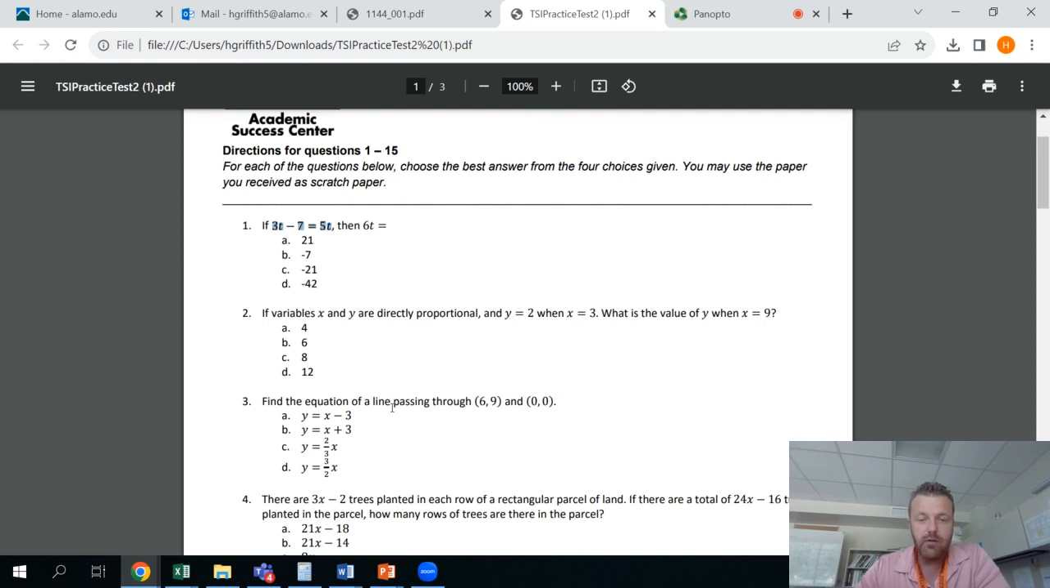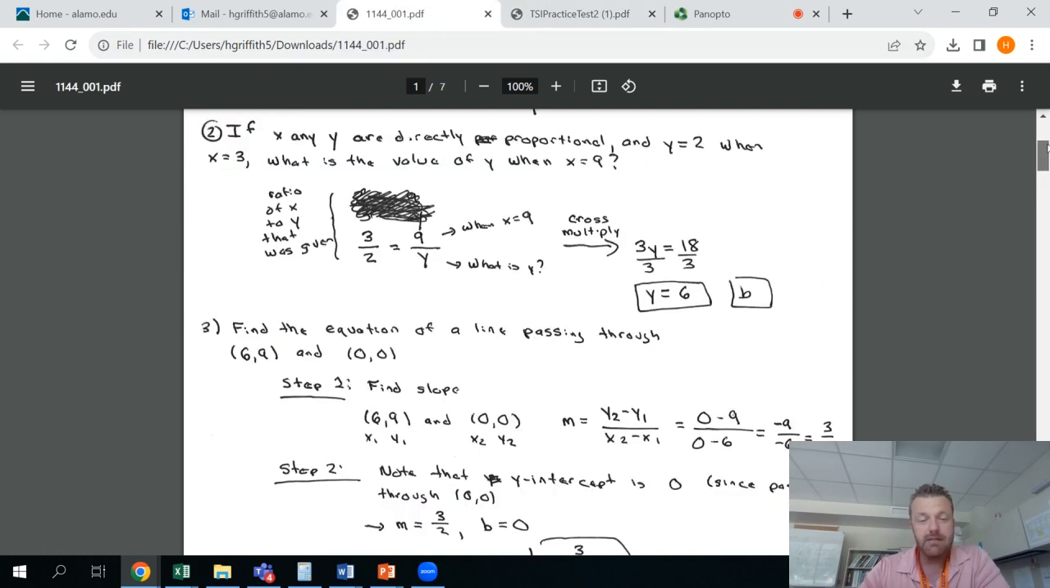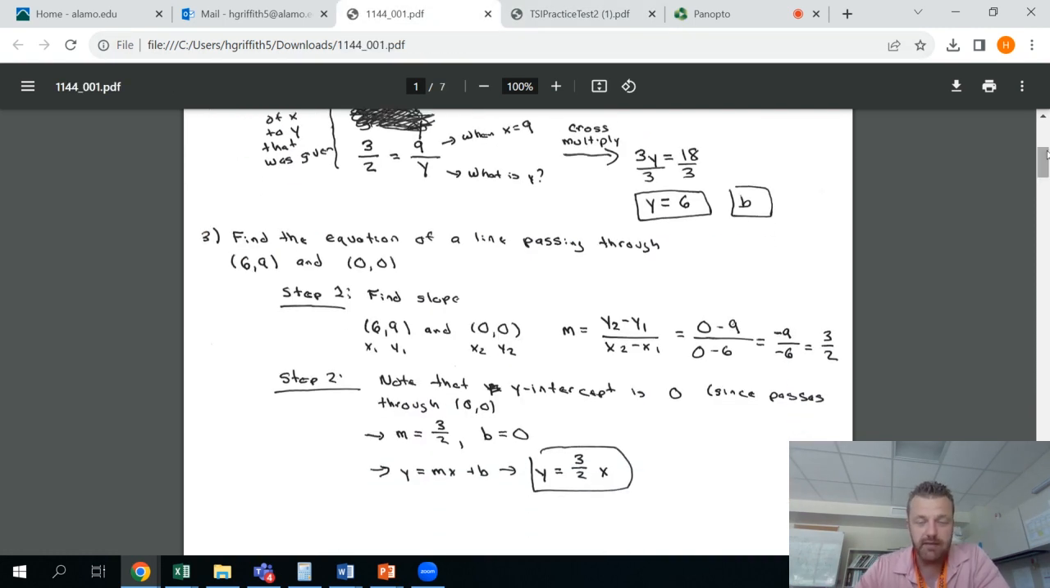Question 3, we're asked to find the equation of a line passing through the points (6, 9) and (0, 0). The one equation for a line that we talked about in class was slope-intercept form, and hopefully you remember that in order to do that, the first thing you have to do is calculate the slope. So we're given 2 points. I'll call this x1 and y1. I'll call this x2 and y2, and I need to use my formula for slope, which is just change in y divided by change in x.